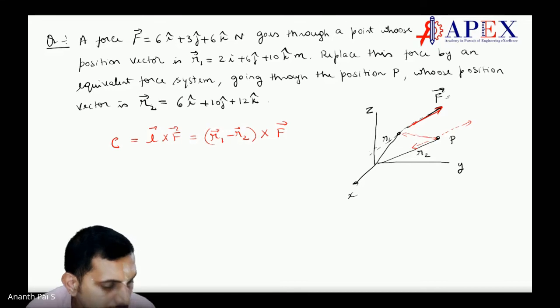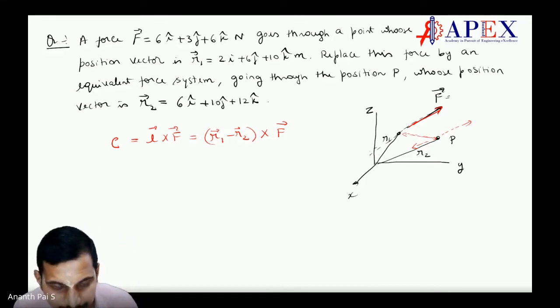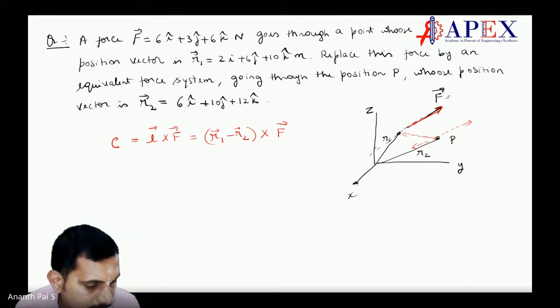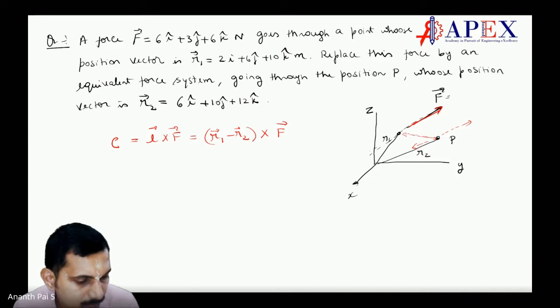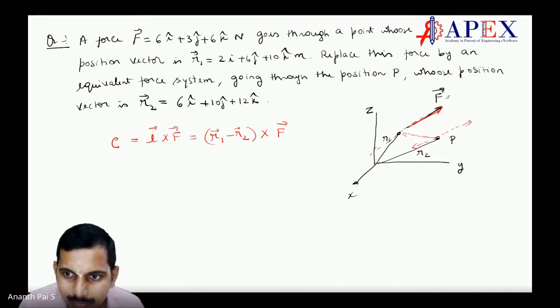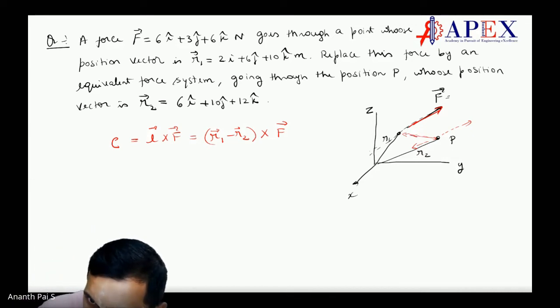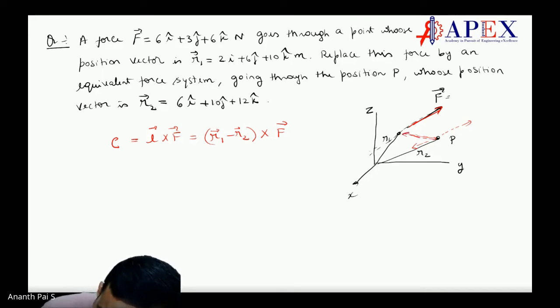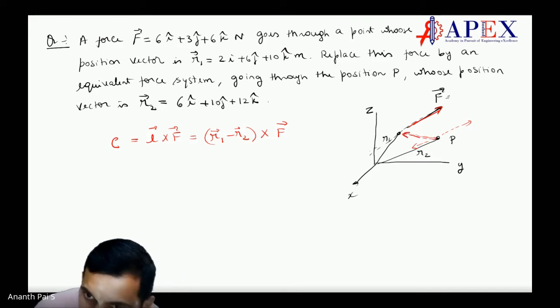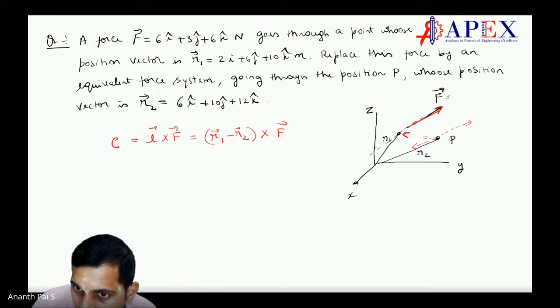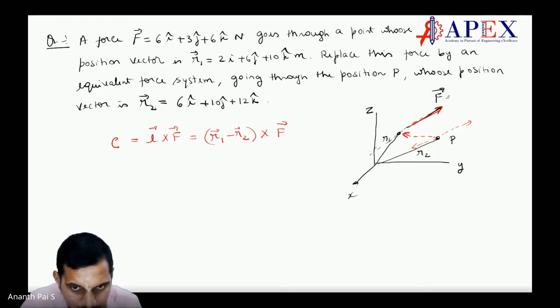That is a distance by which it has to be moved. Whenever we take the moment about this point, the direction should be here like this. Very important. We are taking the moment about this point, keep in mind. So it is R1 minus R2 crossed with F. Can we do that, students?